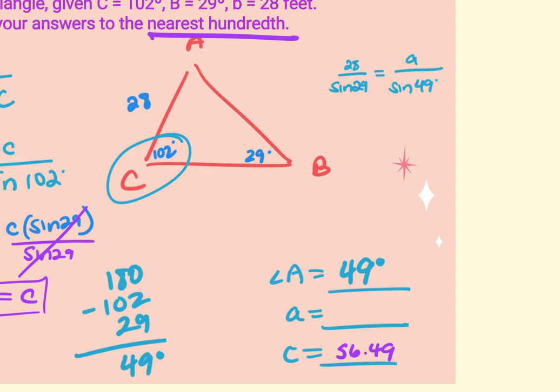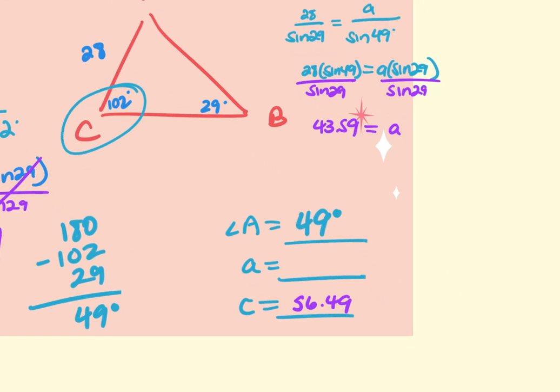And then you cross multiply again. 28 times the sine of 49 equals A times the sine of 29. And divide both sides by the sine of 29. So 28 sine 49 divided by sine 29. And I get A equals 43.50, well, it'd be 587, so it'd be 0.59.